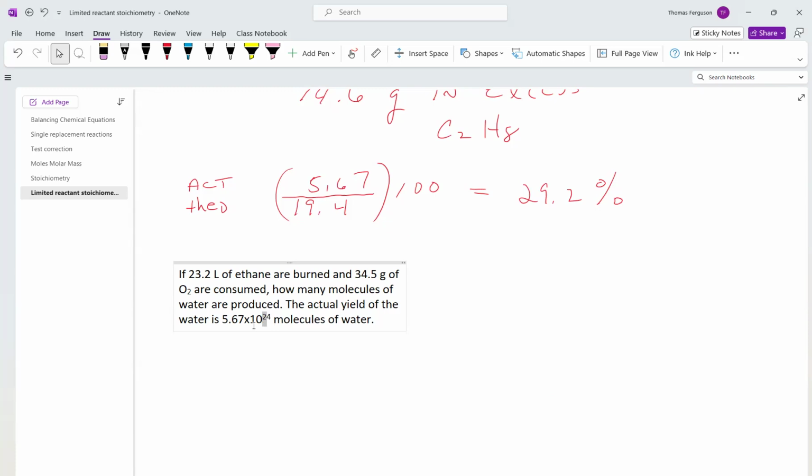Okay, 23.2 liters of ethane at STP, of course, are burned and 34.5 grams of oxygen are consumed. How many molecules of water are produced? The actual yield of the water is 5.67 times 10 to the 24 molecules of water. Okay, two givens. Ethane and oxygen are both given. That means we have to do a limiting reactant process.